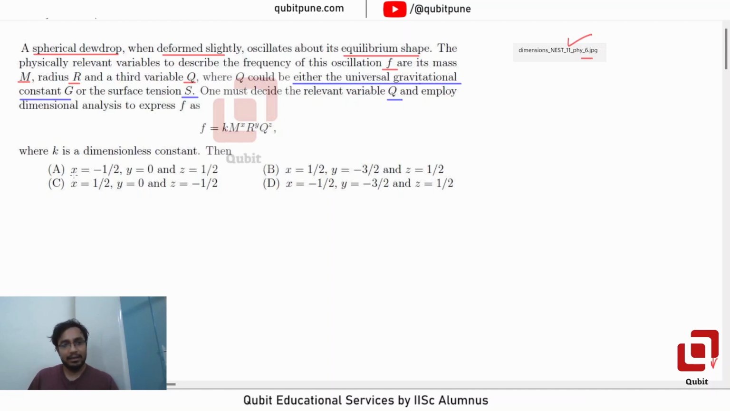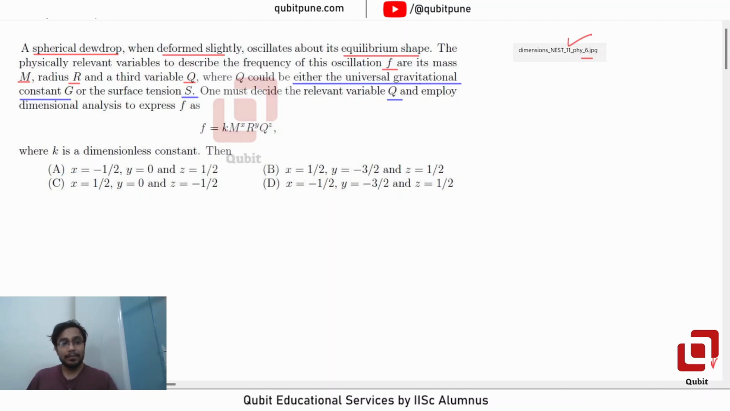Then, a: x is negative 1 upon 2, y is 0, z is 1 upon 2. b: x is 1 upon 2, y is negative 3 by 2, z is 1 upon 2. c: x is 1 upon 2, y is 0, z is negative 1 upon 2. And d: x is negative 1 upon 2, y is negative 3 by 2, and z is 1 upon 2.